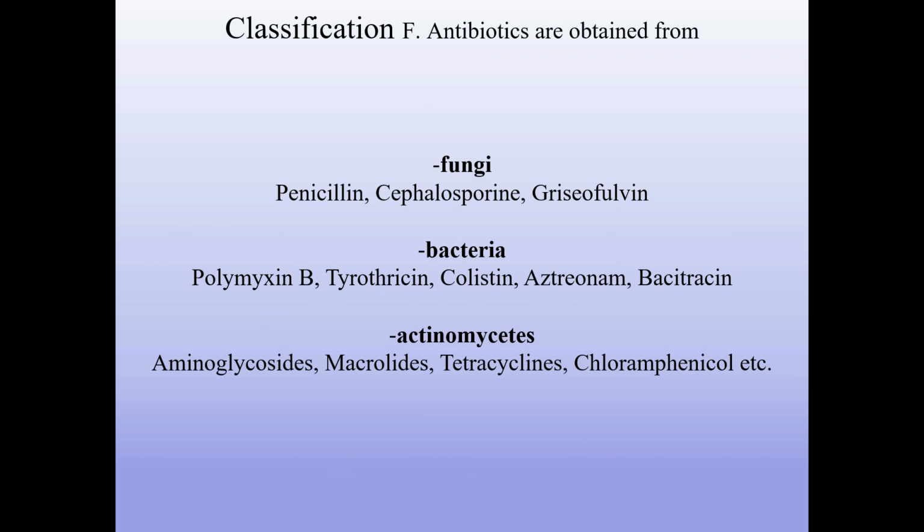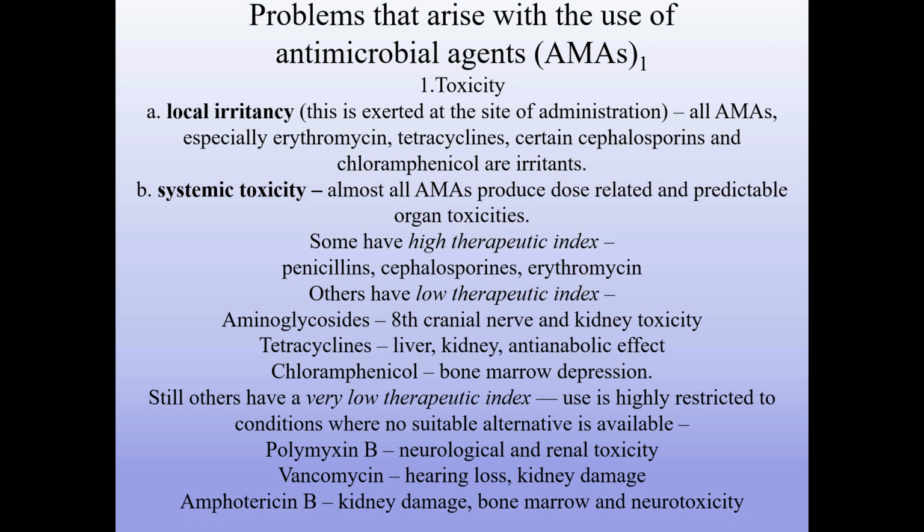Classification F. Antibiotics are obtained from fungi: penicillin, cephalosporin, griseofulvin; bacteria: polymyxin B, tyrothricin, colistin, aztreonam, bacitracin; and actinomycetes: aminoglycosides, macrolides, tetracyclines, chloramphenicol, etc. Problems that arise with the use of antimicrobial agents.